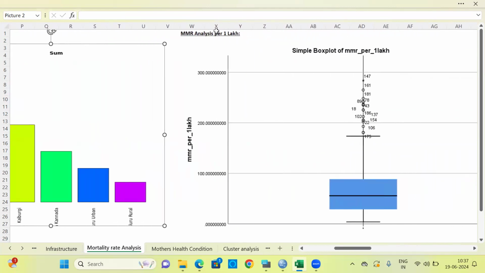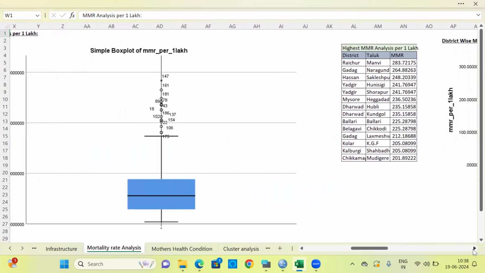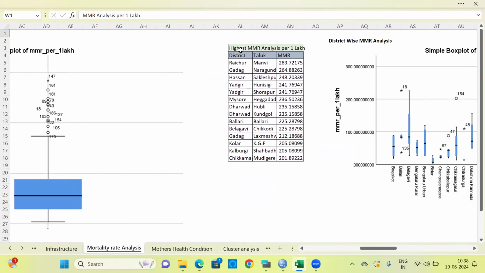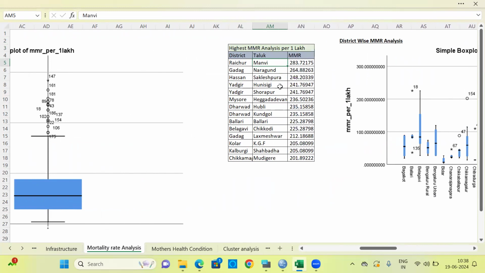Let's now look at maternal mortality rate per 1 lakh collectively for the state of Karnataka. Here, I have not broken this down by district. On an average, it looks like MMR for Karnataka is around 50. There are a few outliers which are shown here as far as maternal mortality rate in the state of Karnataka is concerned. Let's now study which is the district and taluk which has the highest MMR. Looks like Manvi taluk has the highest MMR.